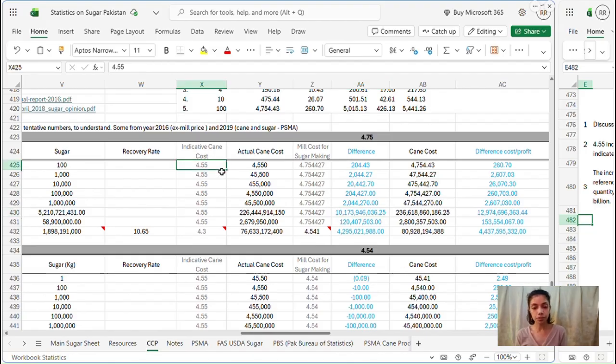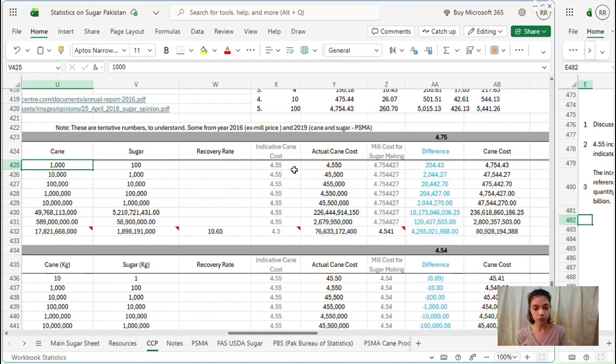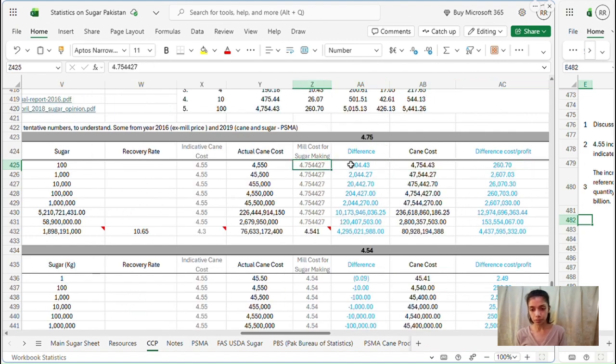So this is a per kg cane cost, that is what could be 182 divided by 40, or 180 divided by 40. Now this is the actual cane cost. That is when this per kg sugarcane price is multiplied by 1000 kgs, you get this price. The difference, this difference is the difference of this amount and this amount.